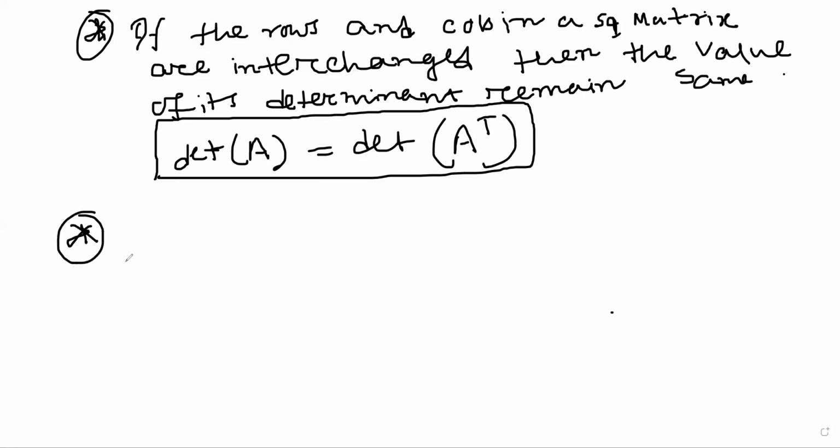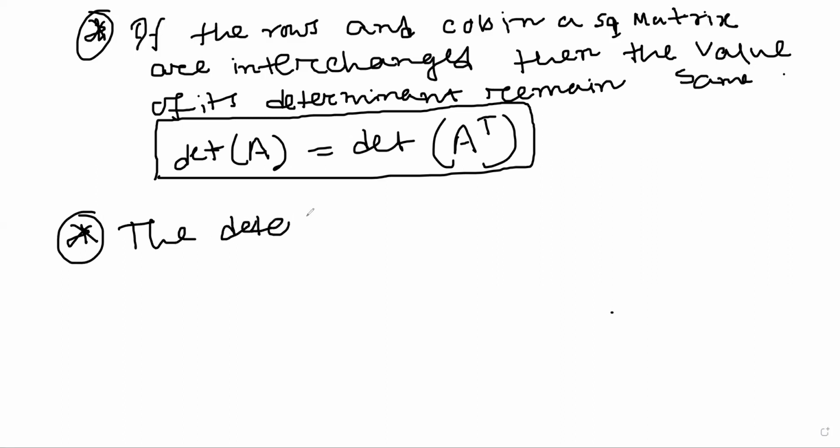The next point can be the determinant of a square matrix changes sign when any two rows or columns are interchanged. Value will be the same, but means when you do the interchange of any two rows, in that case the sign will be different. So I'm writing that one.